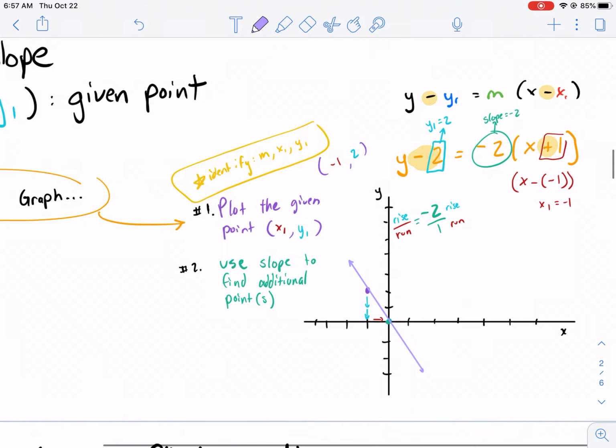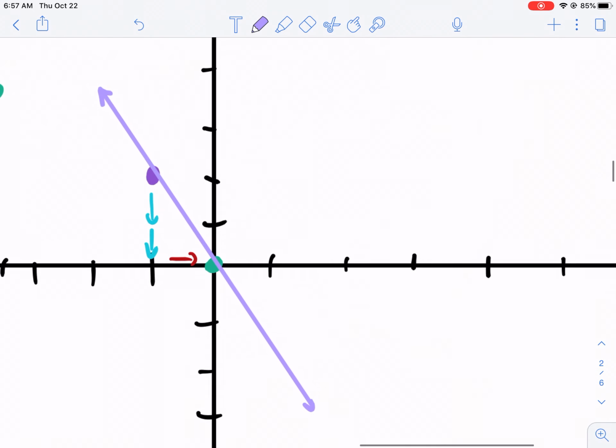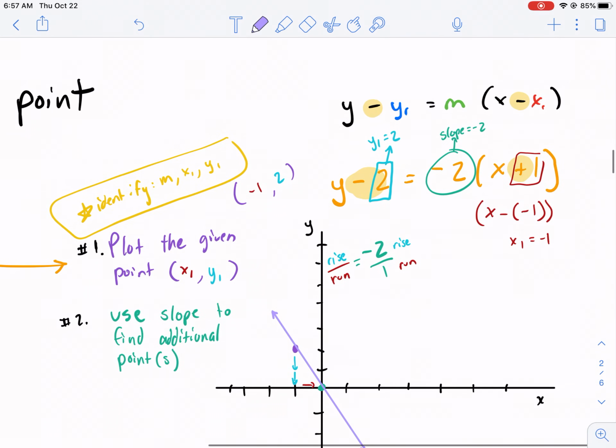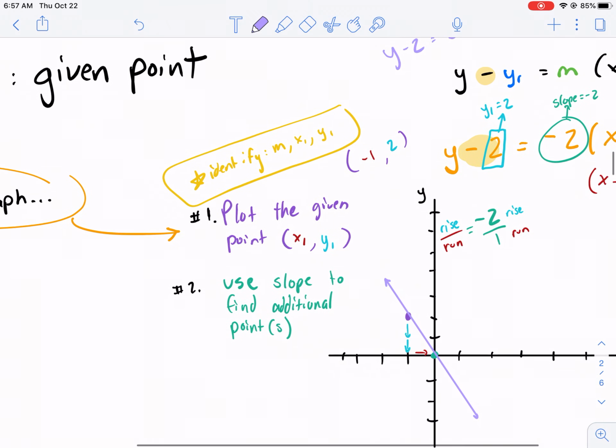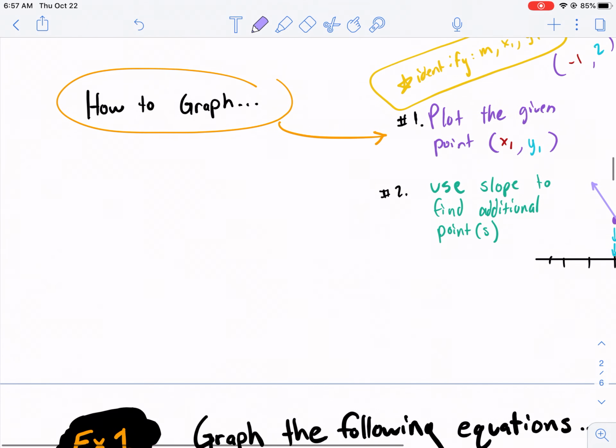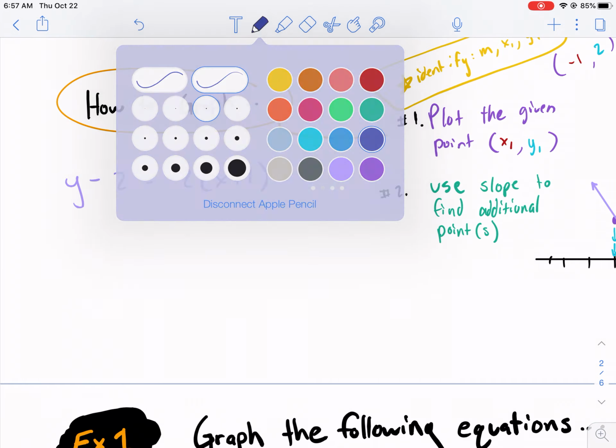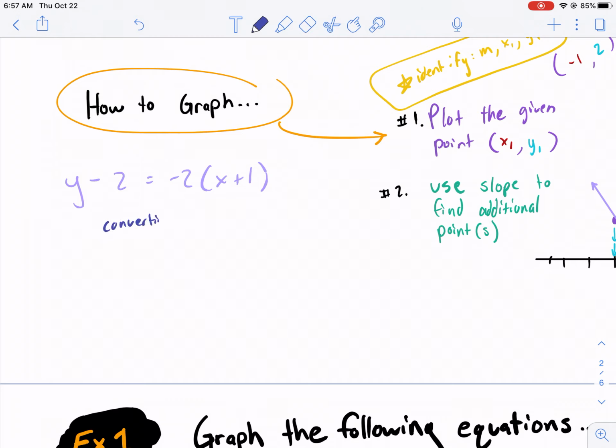Now, something cool about point-slope form: one thing you'll notice is it doesn't give us the y-intercept in the equation. So in our equation, y minus 2 equals -2 times x plus 1, it doesn't tell us what our y-intercept is. Now, we can find it by converting into slope-intercept form. So what was it? y minus 2 equals -2 times x plus 1. If we want to convert to slope-intercept form, y equals mx plus b, all we need to do is solve for y.